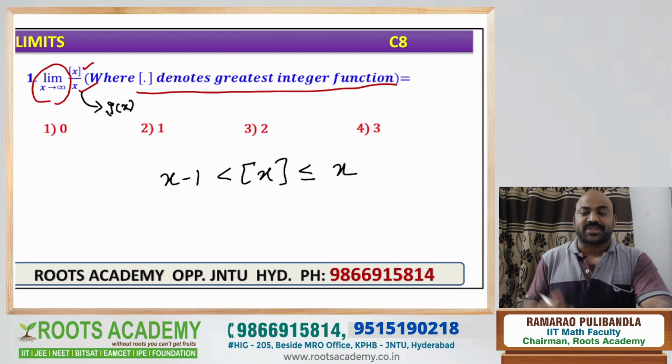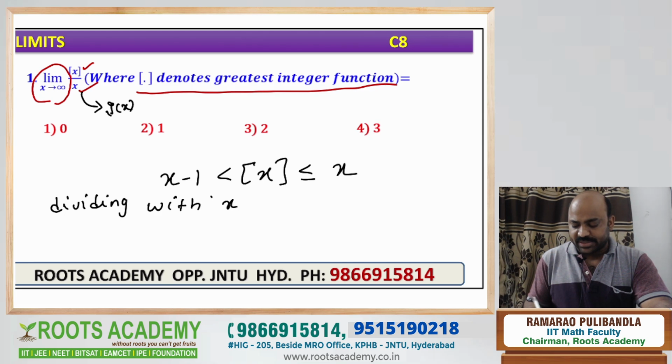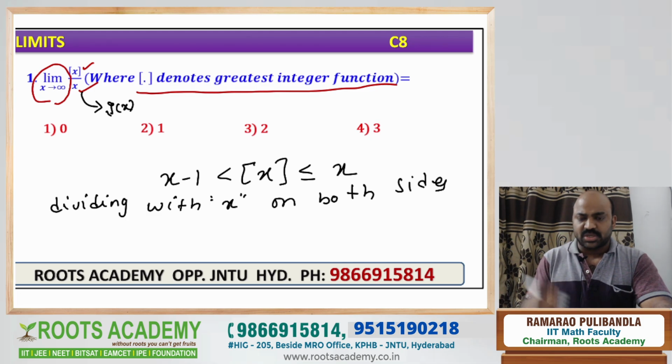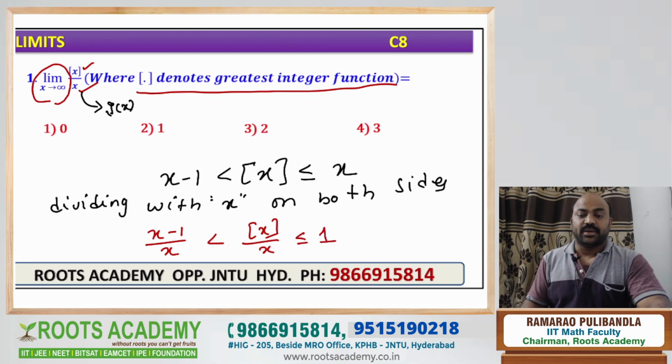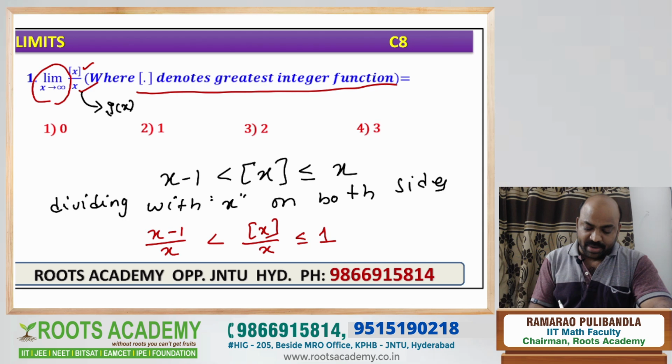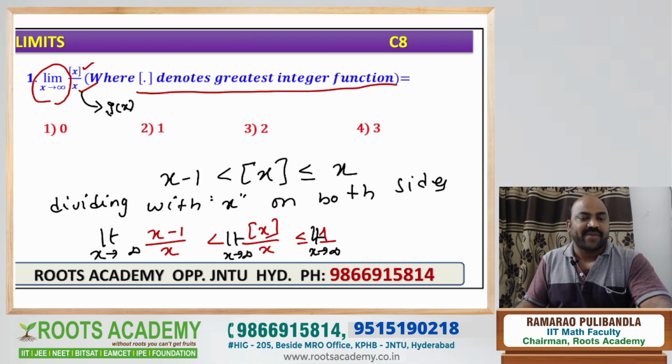So we have step x by x, and I am dividing both sides by x. Why am I dividing? To get my g of x. Therefore, when I divided, x minus 1 by x is less than step x by x, which is less than or equal to 1. Now I am simply applying the limit x tends to infinity. Students, are you able to follow me? For 1, if I apply the limit as x tends to infinity, it doesn't have any effect.